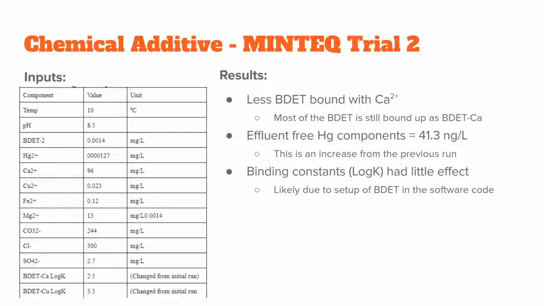And in this trial, we basically ran the same thing again. I updated the calcium and copper log K values for BDET. We did more research and figured they should probably be lower than I initially suspected. So in this case, a lot less of the BDET bound with calcium. However, it didn't really help our results, because the final effluent mercury concentration was still 41.3 nanograms per liter, which is actually an increase. So as a summary, the binding constants didn't really do what we were expecting them to do, which was interesting.